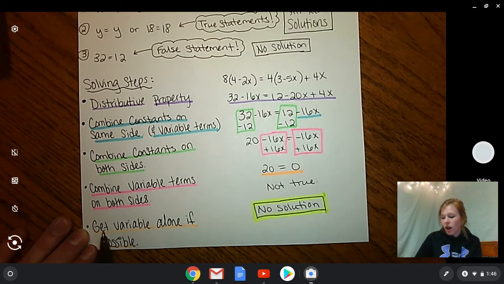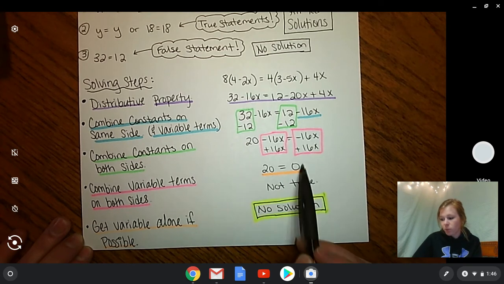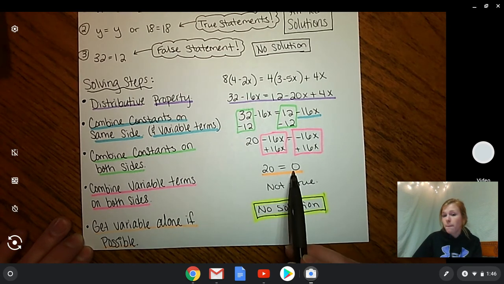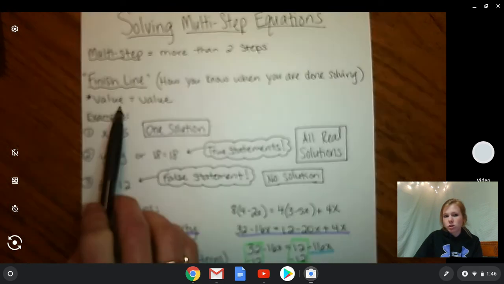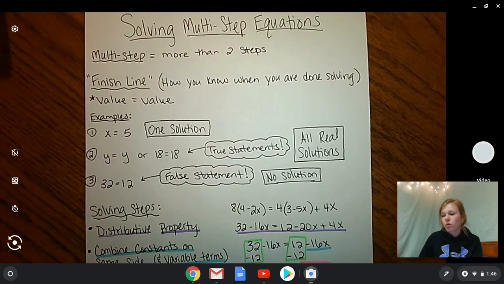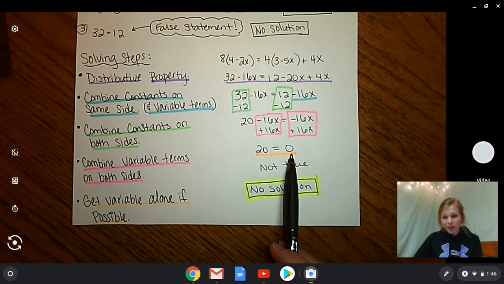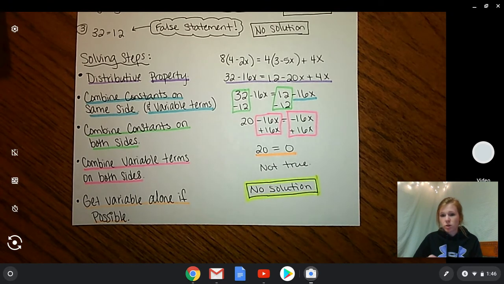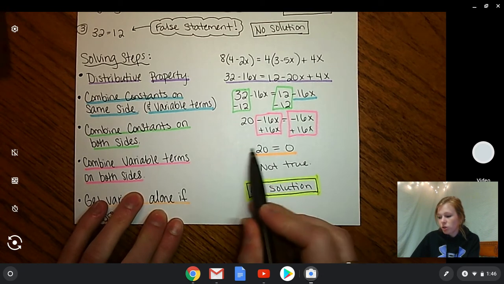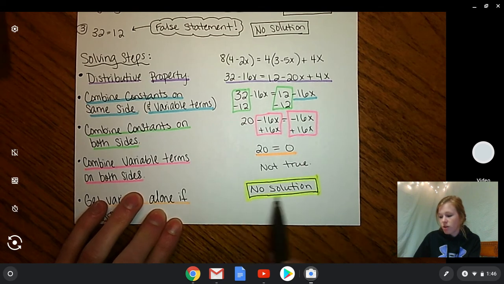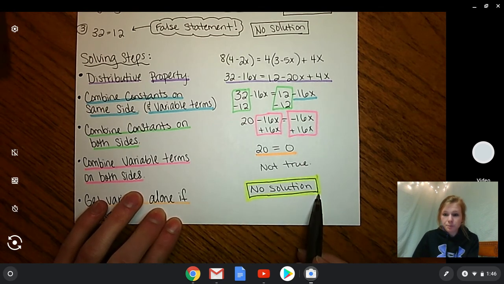So now I need to get the variable alone if possible. In this case, my variable canceled out, so it's not possible. But notice I'm left with a value equal to another value. Remember, that is my finish line. Value equal to another value. So I know right now that I am done solving this problem, and all I need to do is decide if it has one solution, all solutions, or no solution. This is a not true statement. Therefore, there is no solution for this problem.